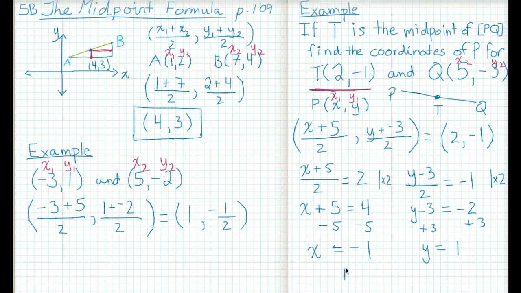So my final answer for point P is the x-coordinate is negative 1 and the y-coordinate is positive 1. And that is the correct point for P if this is the midpoint and that is the other point. This is where P has to be to make that happen. Okay, that's it. You're ready to start with the exercise.